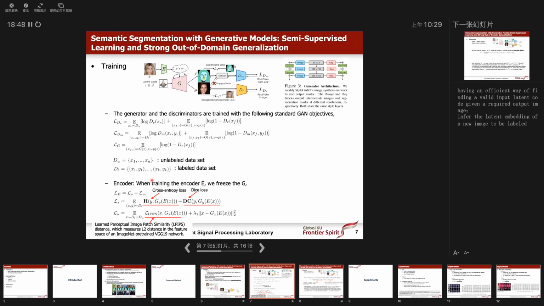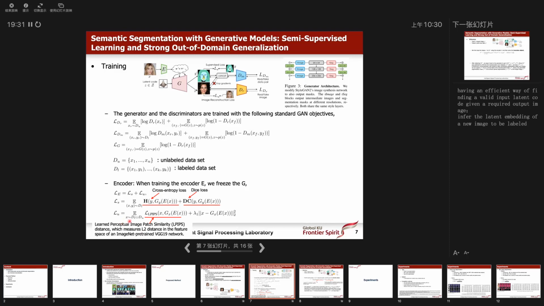The second step of the training is updating the encoder. When we optimize the encoder, we freeze the G and discriminator. We can see that we use two loss terms to update the encoder. The first one is LS and the second is LU. LS means the supervised loss on the labeled data. The first term is the cross entropy loss defined on the pixel-wise label data. And the second term is the DSCE loss.